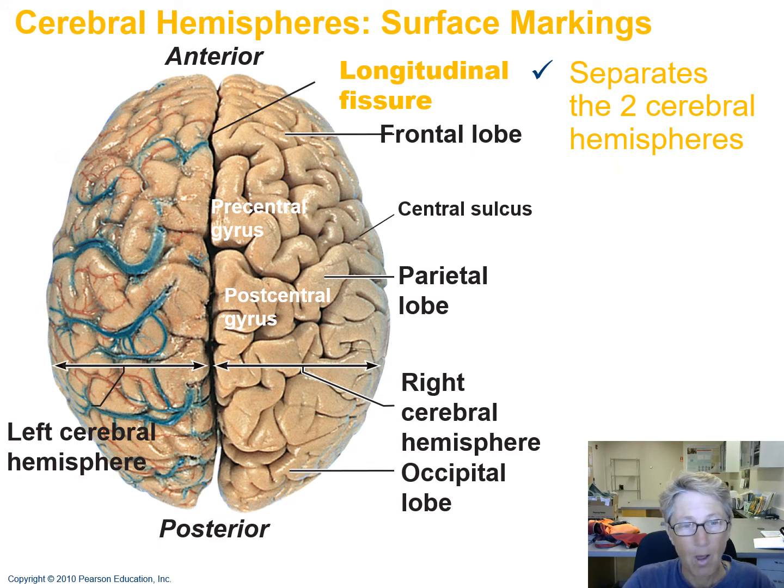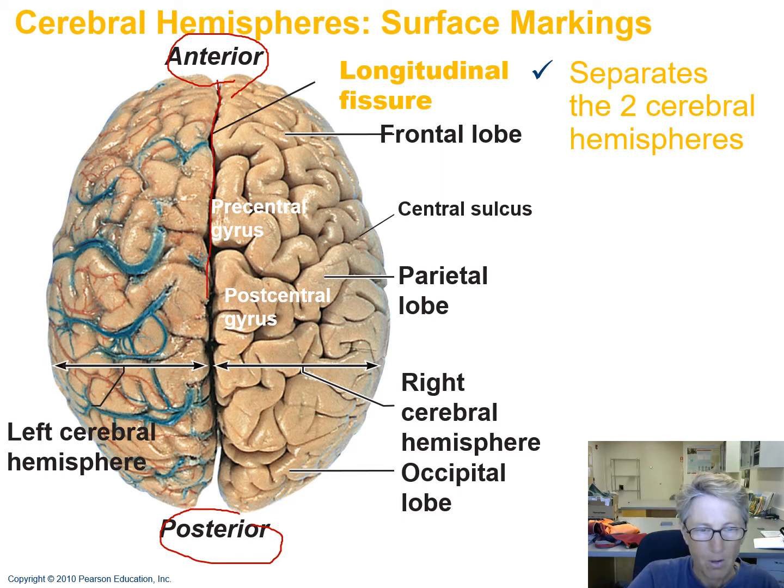This is a photograph of a human brain. So here's anterior to get your orientation. Here's posterior. And this shows you the longitudinal fissure. So I pointed that out earlier. This is a really deep groove or a fissure that separates the left cerebral hemisphere from the right cerebral hemisphere.